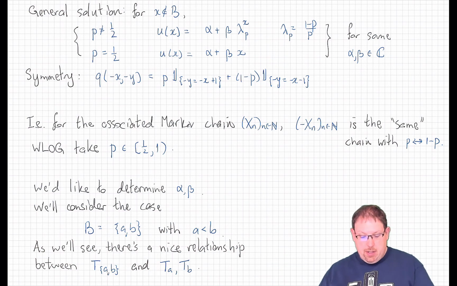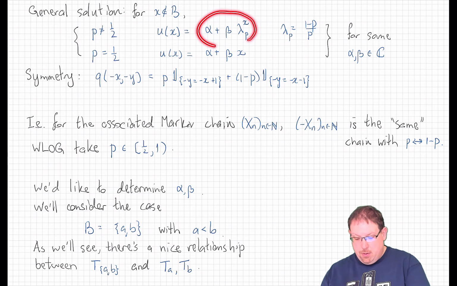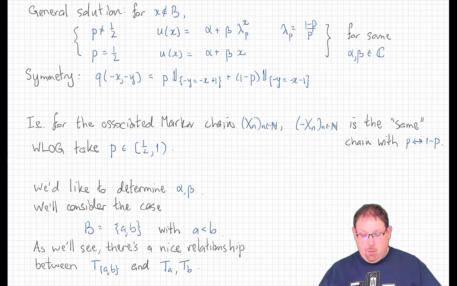In the non-degenerate case where p is not 1/2, you get a sum of two terms, alpha times 1 to the power x plus beta times lambda p to the power x, where lambda p is that non-1 root there. And alpha and beta are two arbitrary constants. Because the function h involved could even be complex valued, for all we know, this alpha and beta could be complex valued as well, although in the cases we're interested in, they'll be real valued.